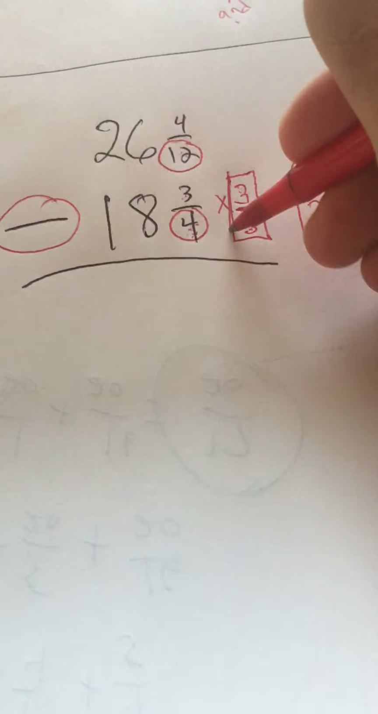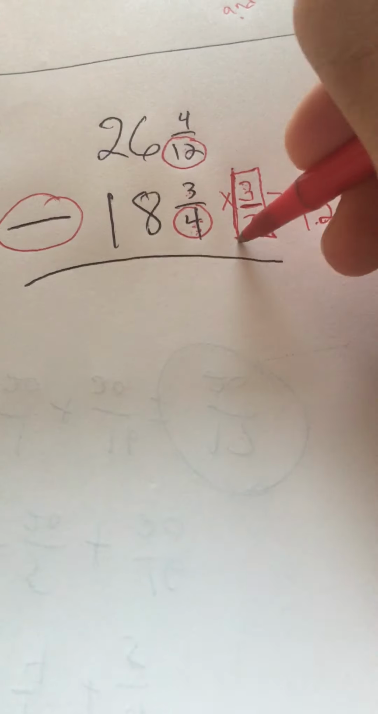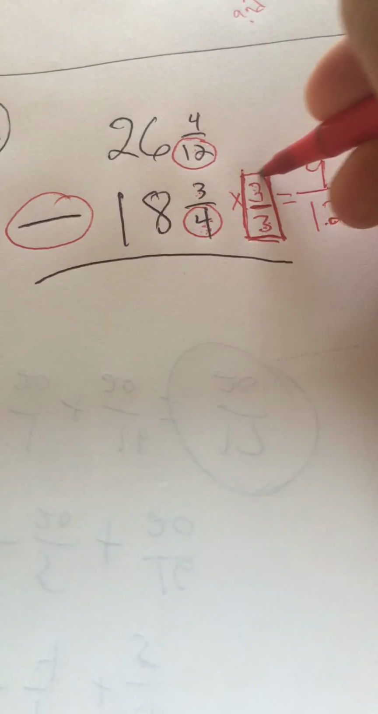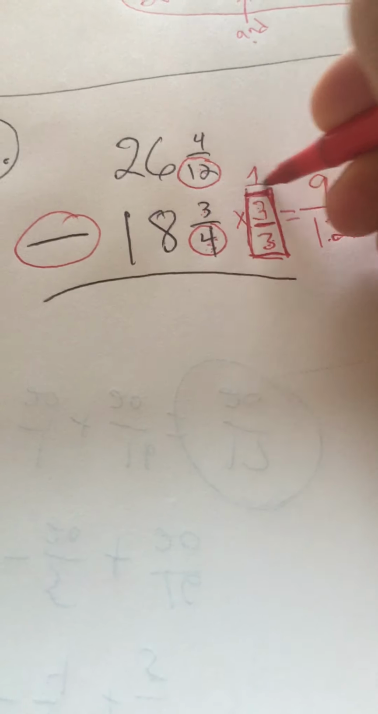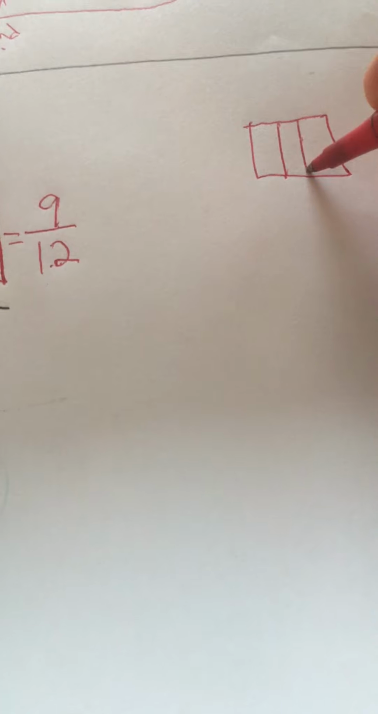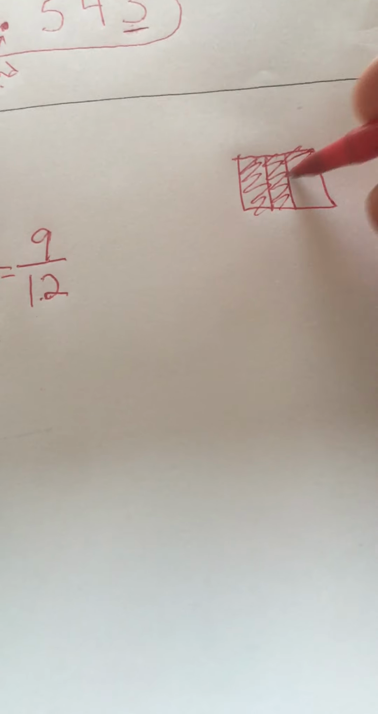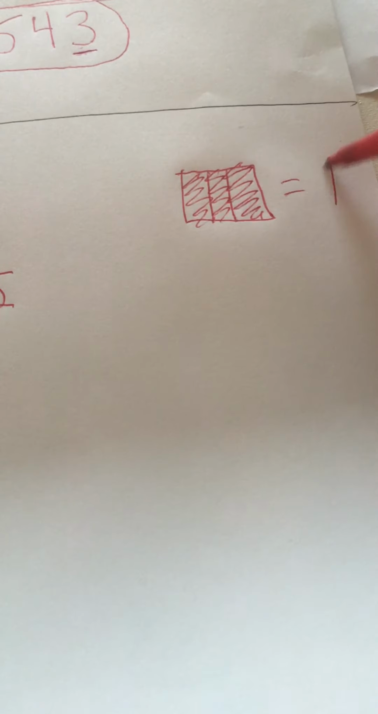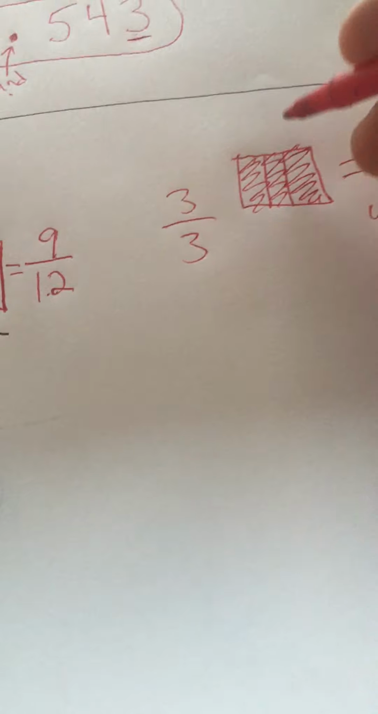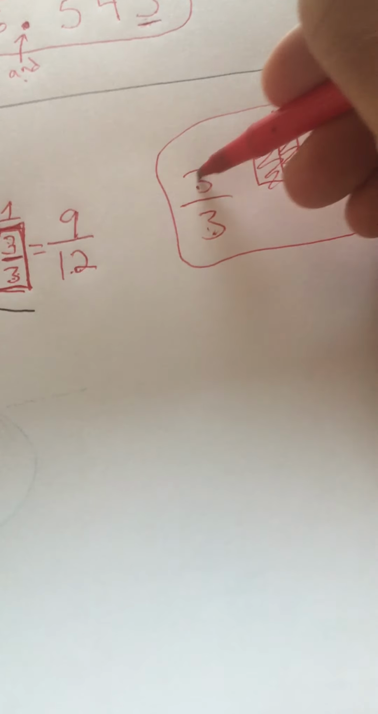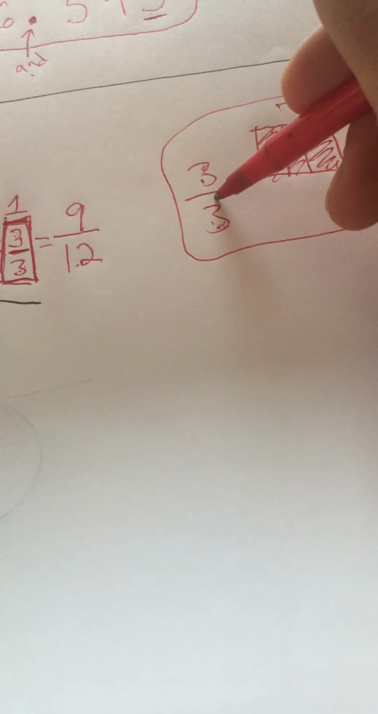Okay, so all we did, we took 3/4 and we multiplied it by 3/3. And 3/3 is 1 whole, right? If I had thirds, and if I had 3 of them, 1, 2, 3, then what I really have is 1 whole. So 3/3 equals 1 whole. It's the same thing. Whenever you have the numerator and the denominator that are the same number, that means you have all 3 parts out of 3 total parts. So you have 1 whole.